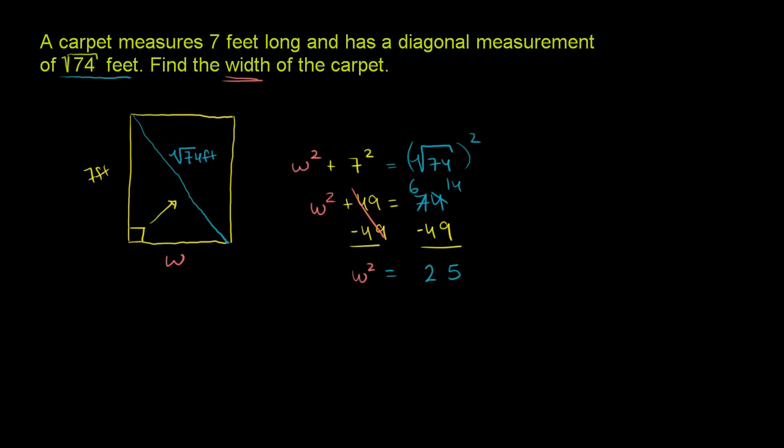So W is going to be equal to the square root of 25, the positive square root. So let's take the square root of both sides, the positive square root, and we will get W is equal to 5, because obviously we don't want it to be negative 5. That wouldn't be a realistic distance. So the width of the carpet is 5. And we're done.